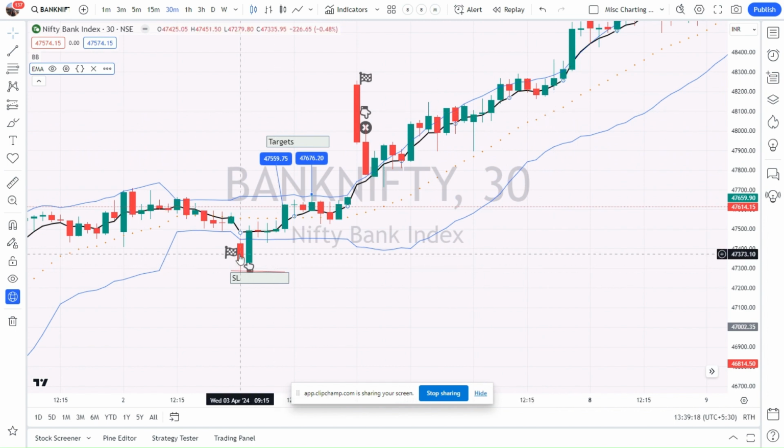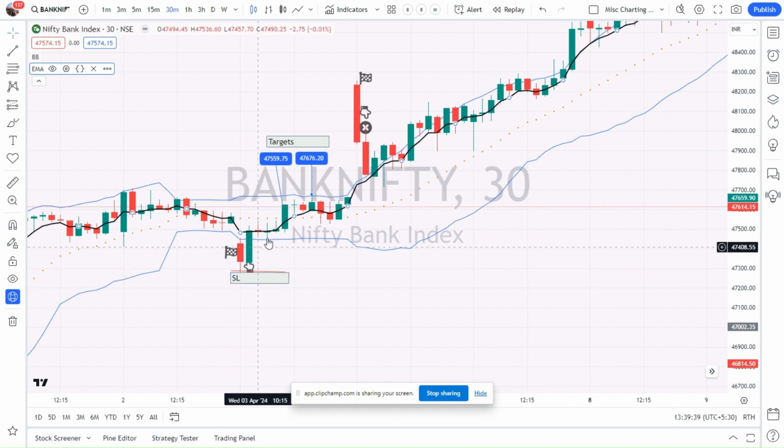Now on the 3rd of April, we can see the high of this candle is below the 5 EMA line, so it's an alert candle. The next candle matches the criteria because the next candle closes inside the Bollinger Band and its high is above the high of the alert candle. So you can take an entry over here.